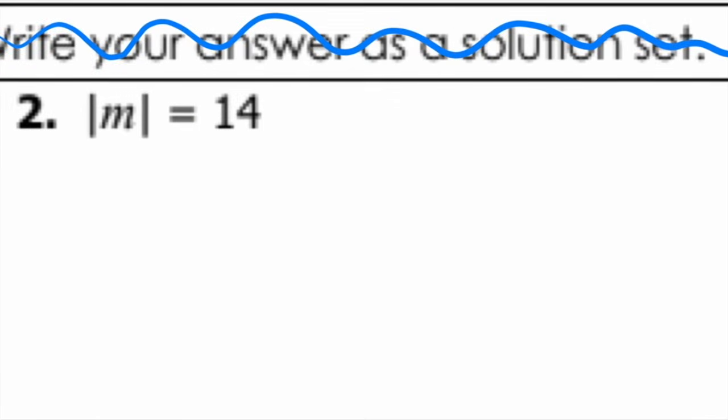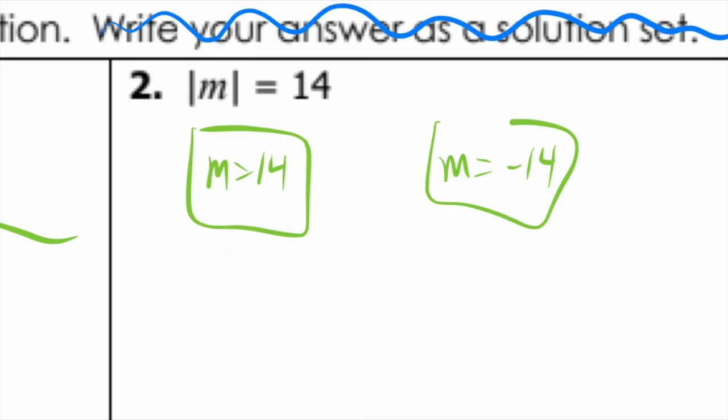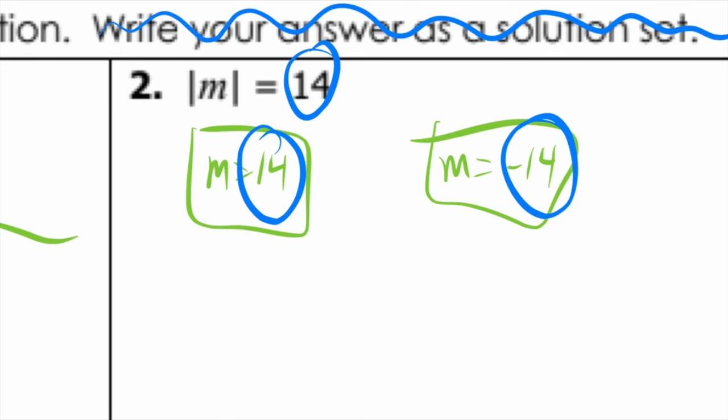So on example 2 here, the absolute value of m equals 14. And that means m, whatever's inside the absolute value bar, is 14 from 0. In order for that to be the case, it could be 14, and it could also be negative 14. And so those are the two answers. And that's because both 14 and negative 14 are 14 from 0. Or also, like we mentioned, we took what was inside the absolute value bars, so m, and we set it equal to the positive and negative version of that number, or what's on the other side, so 14 and negative 14. And those happen to both be solved.